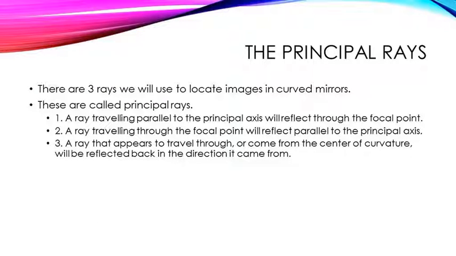There are three rays we will use to locate the image on curved mirrors. These are called principal rays. The first one is a ray traveling parallel to the principal axis, which will reflect through the focal point. The second is a ray traveling through the focal point, which will reflect parallel to the principal axis. Third is a ray that appears to travel through the center of curvature and will be reflected back in the direction it came from.